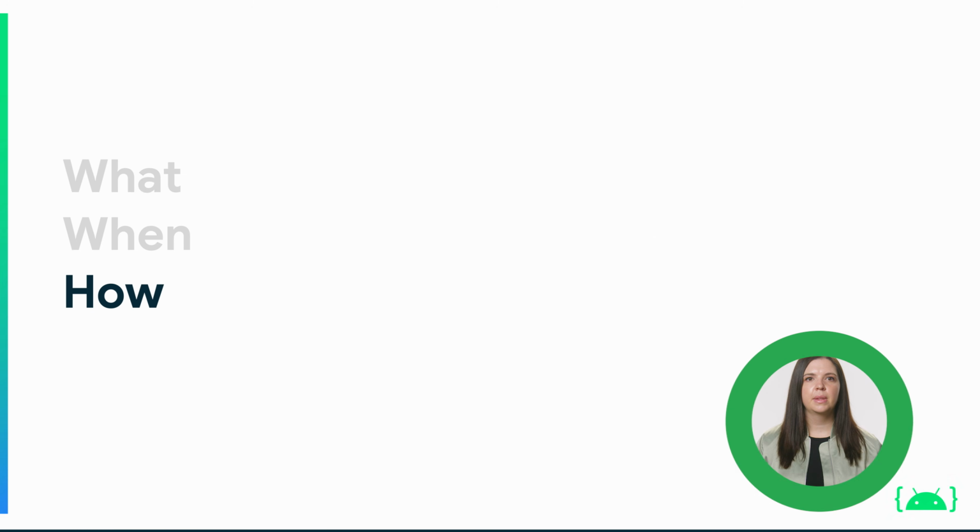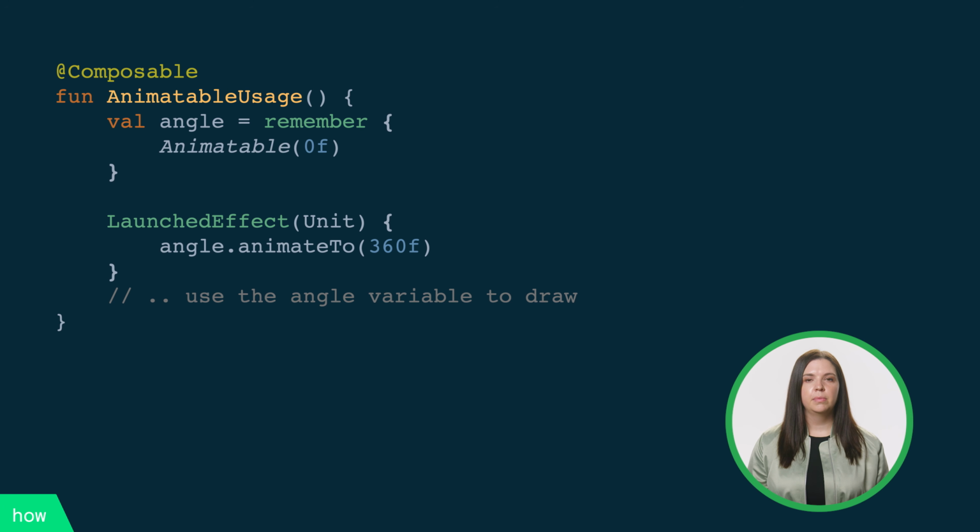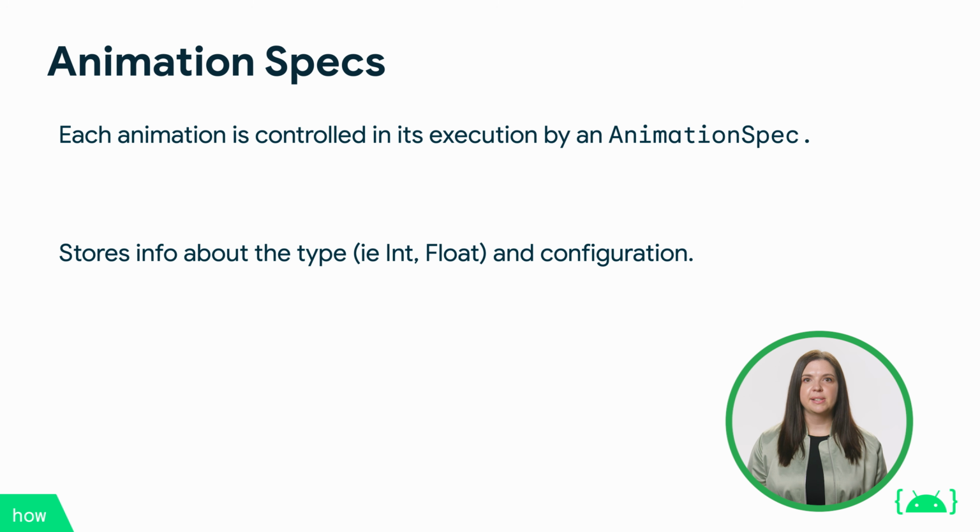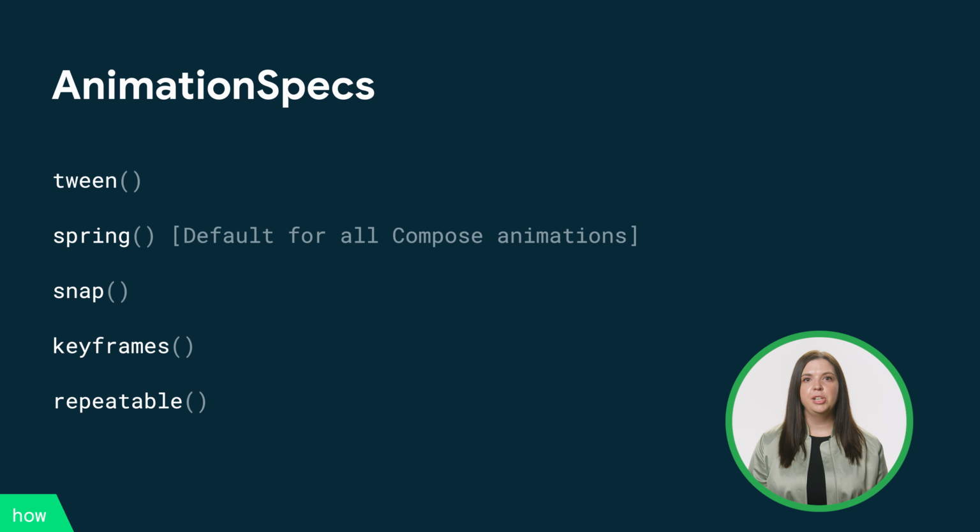Looking at an example using Animatable, in this example, we are animating from 0 to 360 on launch of the screen. We have our animation set up and ready to go, but we want to customize how it runs, not just when or what it runs on. This brings us to talking about animation specs. Each animation is controlled by an animation spec, which stores information about the type of transformation, for example, if we are transitioning between 2 integers or 2 floats, and the configuration. The following are animation specs that are available at the moment: tween, spring, snap, keyframes, and repeatable.